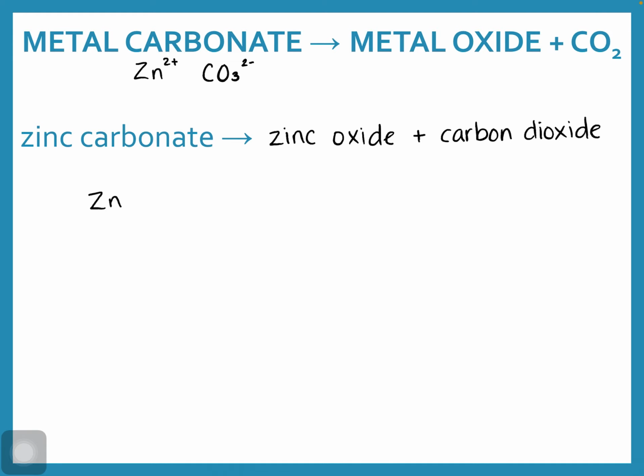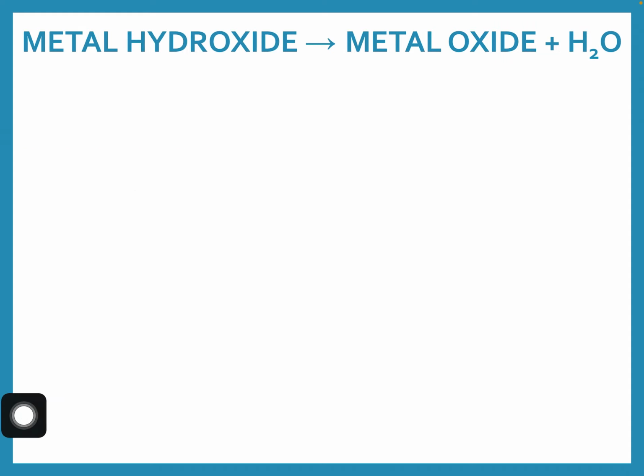So ZnCO3 is zinc carbonate. And oxygen is also a 2 minus, so 1-to-1 ratio again. So ZnO is zinc oxide, and then carbon dioxide, CO2. So I have 1 zinc, 1 carbon, 3 oxygen, and 1, 2, 3 oxygen. So this is balanced.